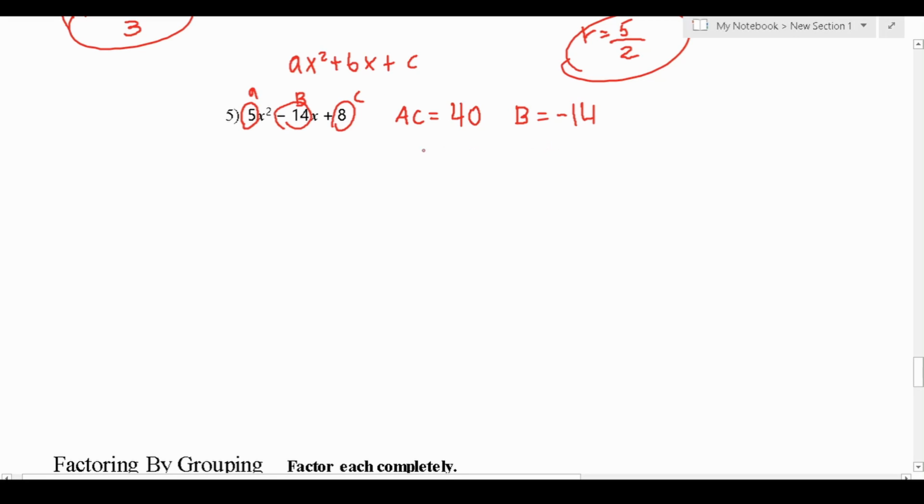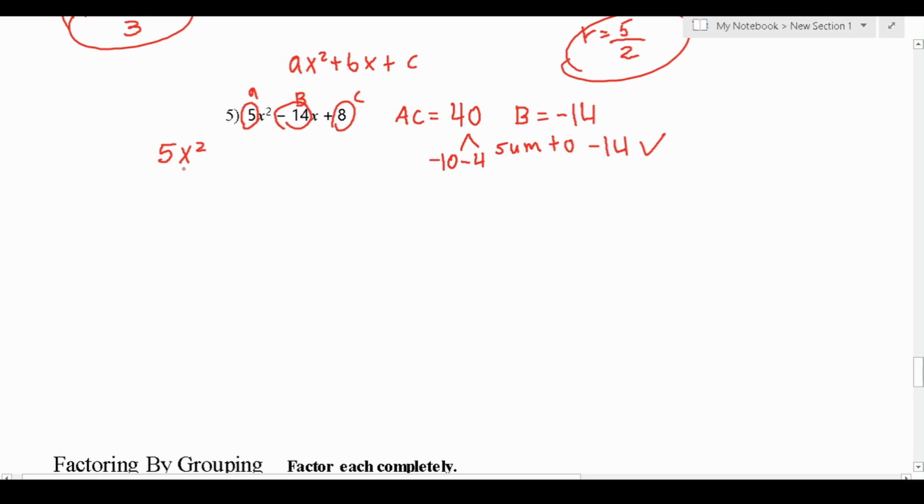And again, at this point, we're looking for two factors of 40 that sum to negative 14. If we do negative 10 and negative 4, we can see negative 10 times negative 4 is positive 40. And of course, negative 10 plus negative 4 is negative 14. So those two factors do in fact work. According to the Australian method, what you want to do next is take these two factors and write them in place of b in the middle in this equation. So let's see what that's going to look like.